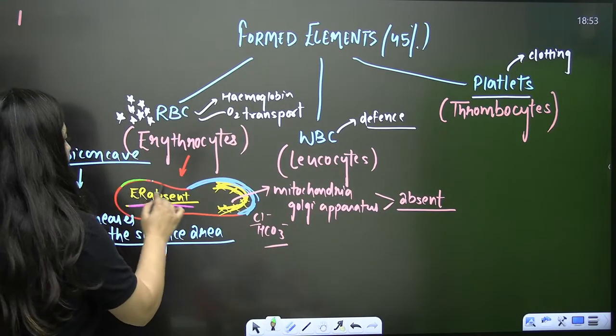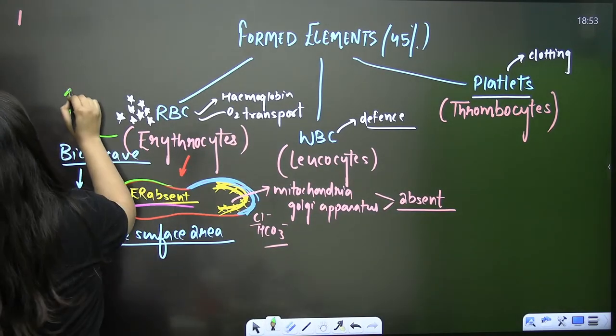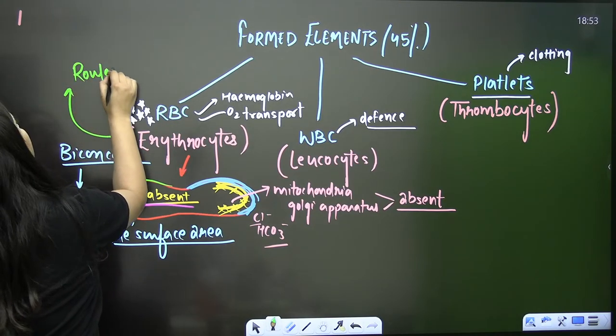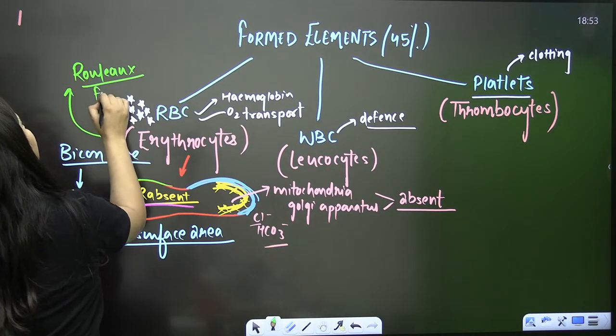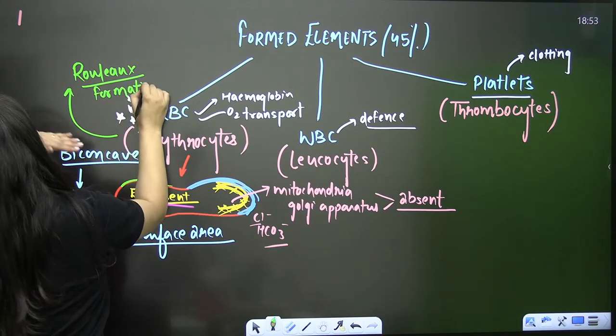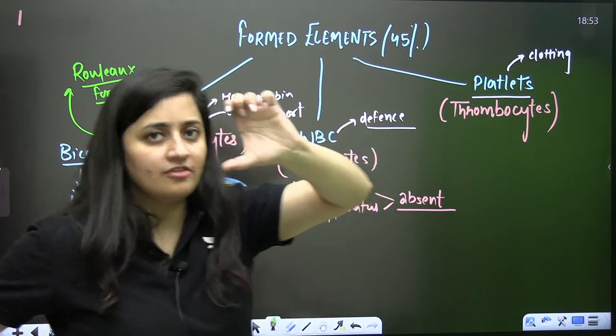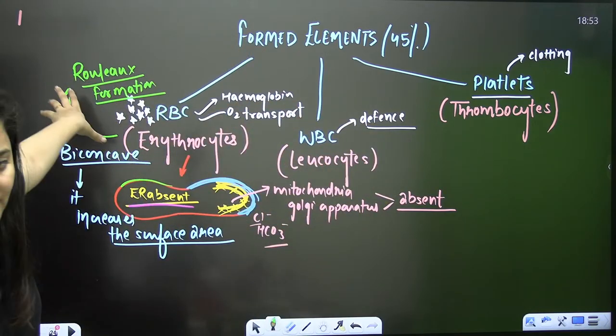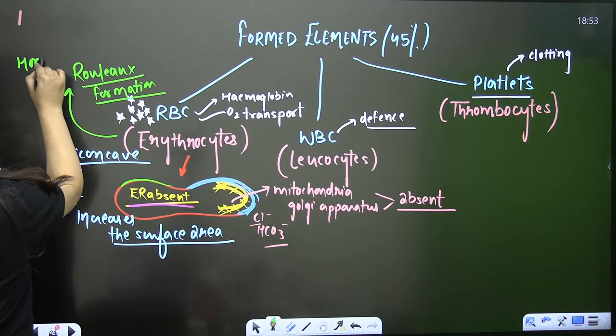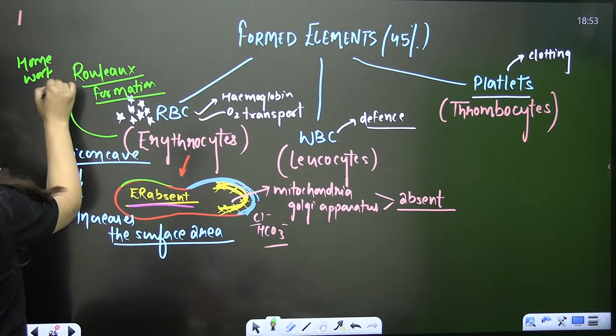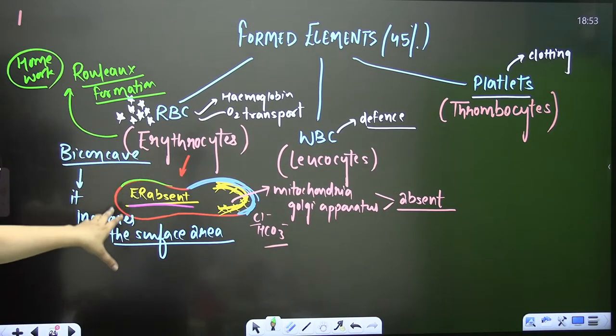Okay, and moreover, one more thing in the case of RBC is the Rouleaux formation. All of these RBCs can just pile up. They can form that Rouleaux. Read about it. That's your homework. Fine. So this is about your RBCs.